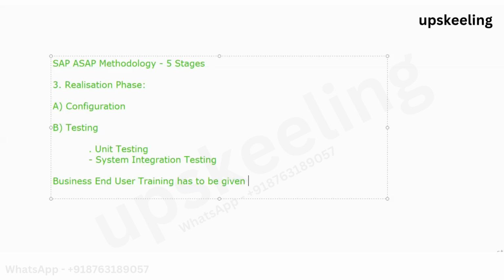Once the business end user training is given, we will also give them procedure steps on how to execute the scenario we have implemented. This is about the realization phase. The realization phase is where we do configuration, testing, and business end user training. This is the core part. This will stay for long. It will take time in real projects, and this phase will not get closed that quickly.